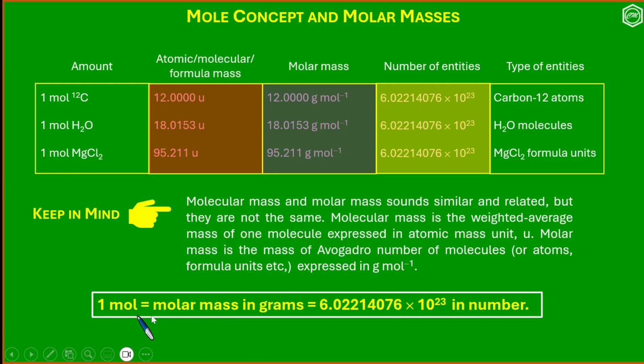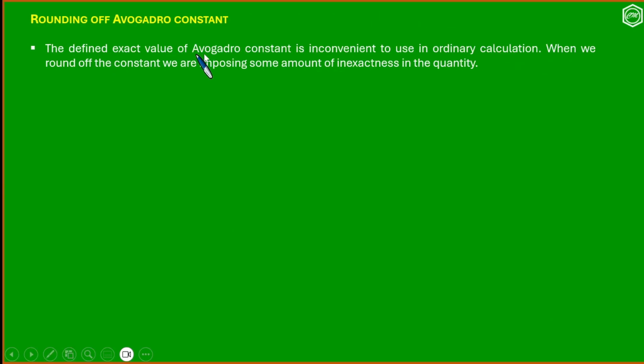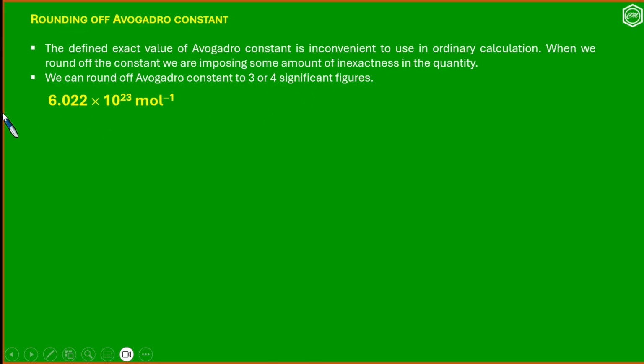1 mole equals molar mass in grams equals 6.022140076 into 10 raised to 23 in number. The defined exact value of Avogadro constant is inconvenient to use in ordinary calculation. When we round off the constant, we are imposing some amount of inexactness in the quantity. We can round off Avogadro constant to 3 or 4 significant figures.